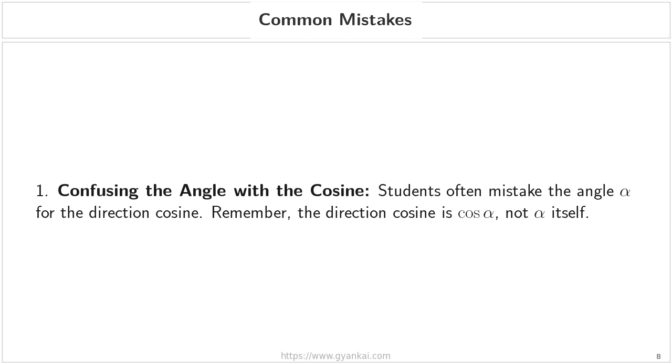First, be careful not to confuse the angle itself with the direction cosine. It is a very common mistake to say that the angle alpha is the direction cosine. Remember, the direction cosine is the cosine of alpha, not alpha itself. When you are working through your calculations, always keep that distinction clear in your mind.